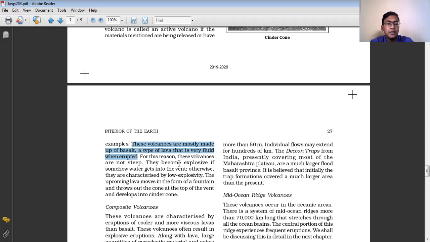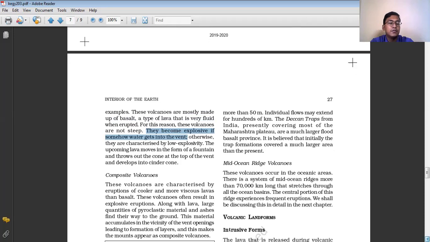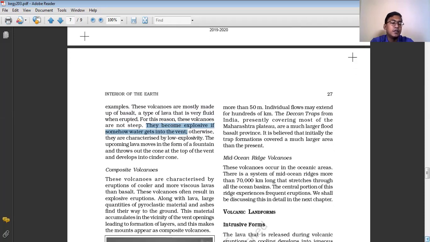They become explosive if somehow water gets into the vent. This kind of shield volcano can become explosive, meaning sometimes an explosion can take place, if water enters the vent, the pipe-like structure from where the lava comes out. If the water gets inside it, there are chances that the shield volcano may cause an explosion. Otherwise, they are characterized by low explosivity, so the chances of explosion are very low.